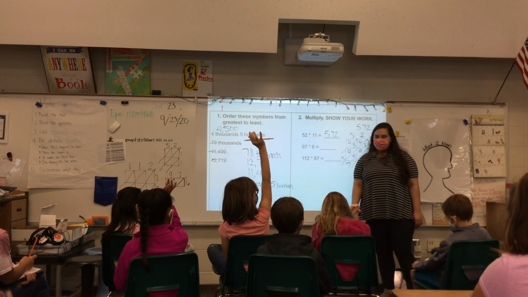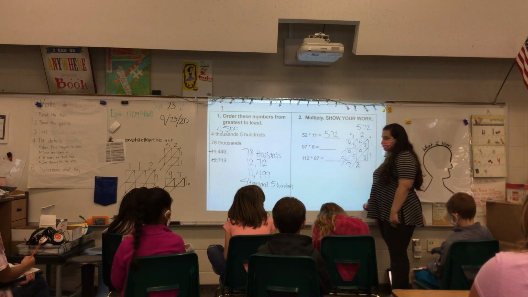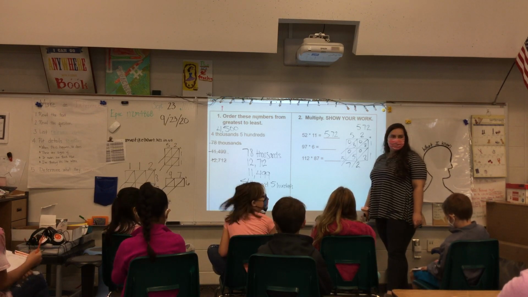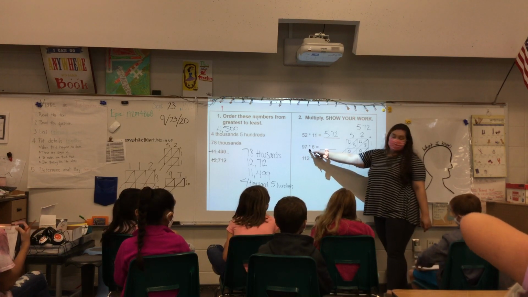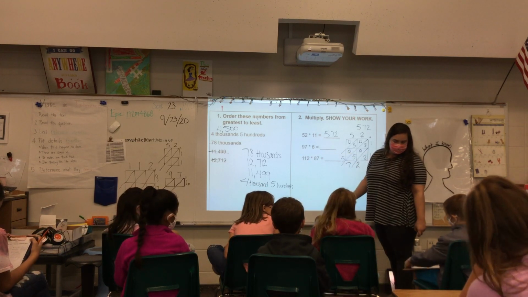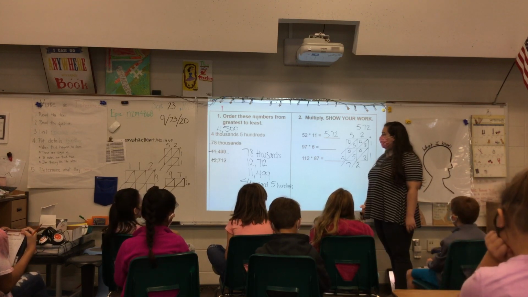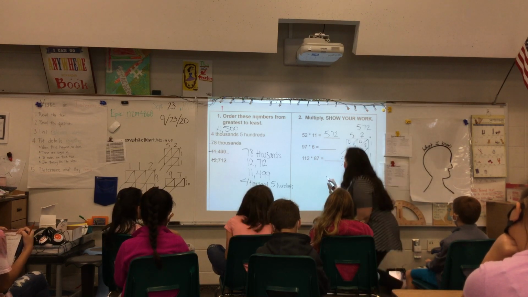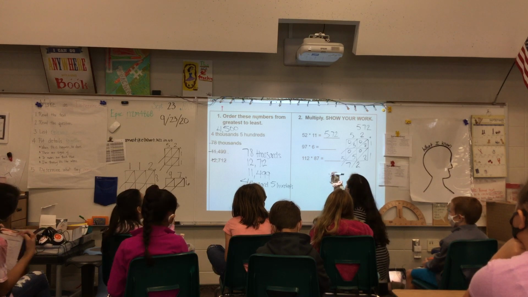97 times 6. What'd you get, Scarlett? I got 582. Did you get the same thing, Natalie? Yeah? Did anyone get anything different? Nope. For 97 times 6, did you get 582? You all got 582? Alright. Should we still solve it just to check? Remember, we don't multiply. Which method should I use this time? Traditional, alright.